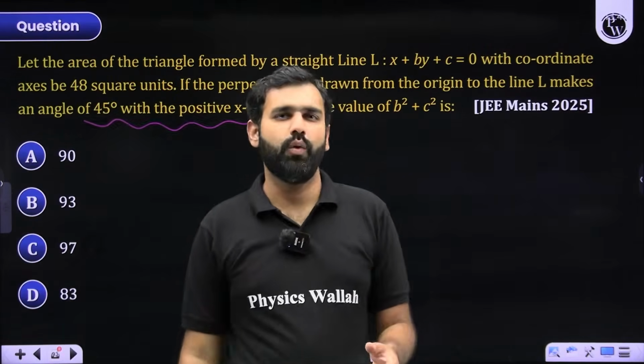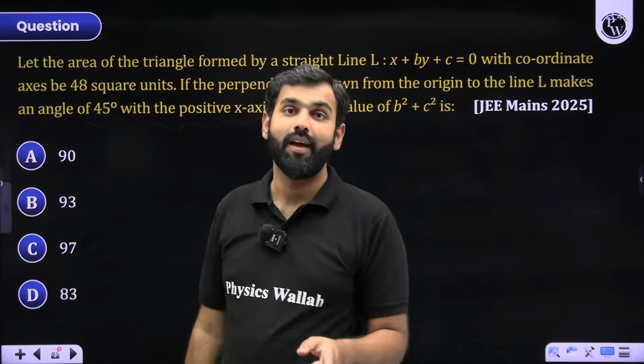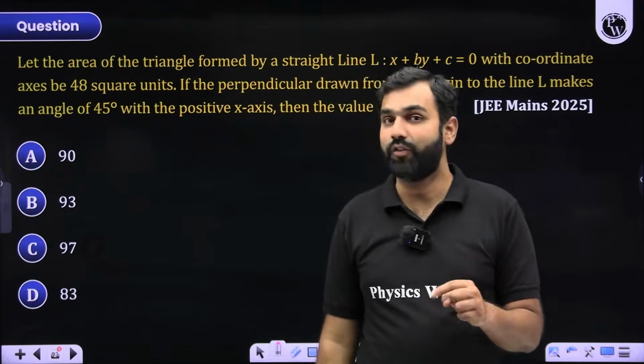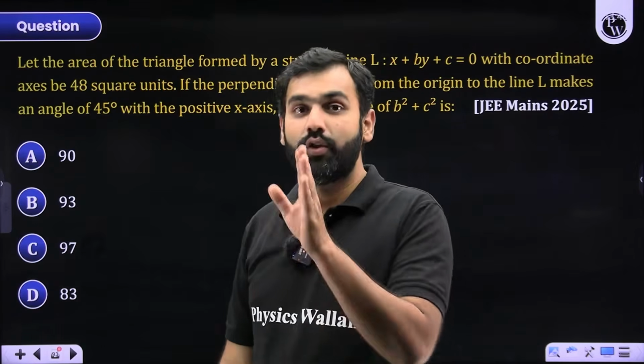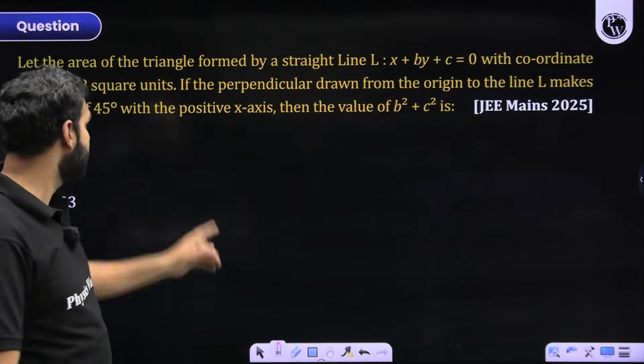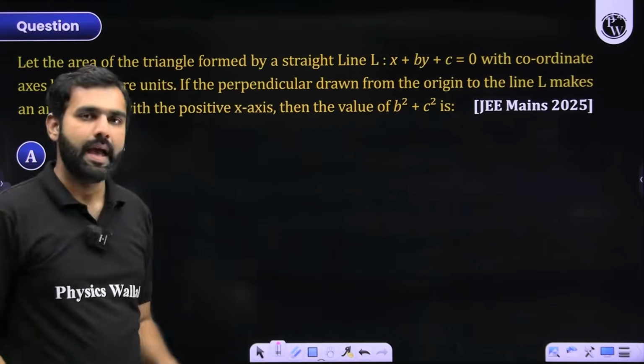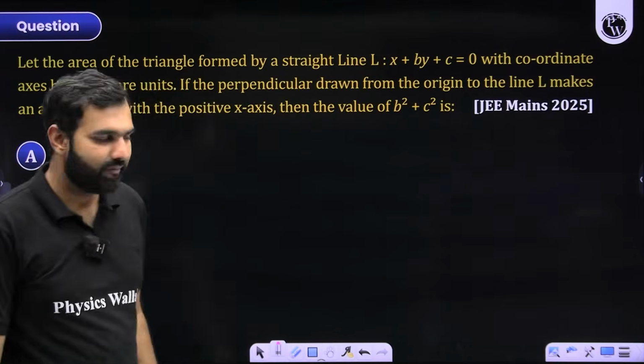So there is a line which makes a 45 degree angle with the positive x-axis. Do you remember that? Tan 45 is 1. So the slope is 1. So I hope you're realizing I can write the equation of the line from there only, at least this line. Then you are asked the value of b square plus c square. I'll just draw the entire case and then we'll start solving it.